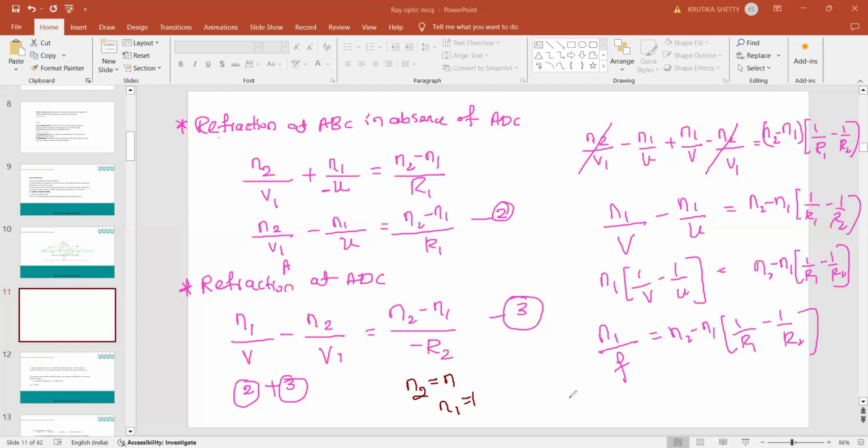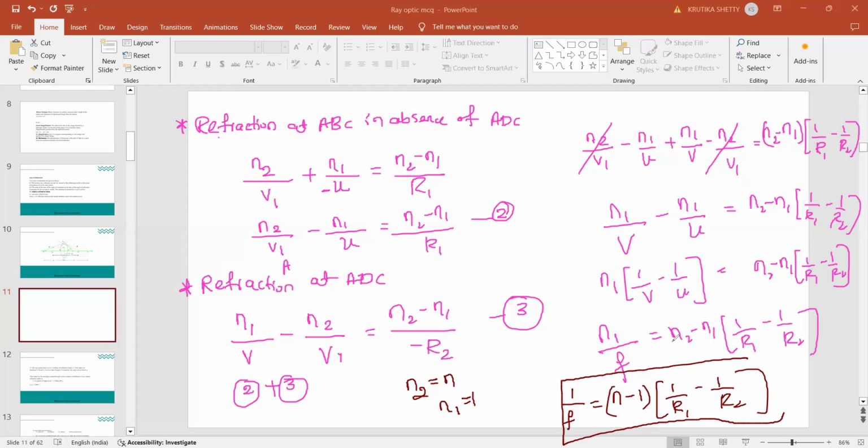The last step, N1 is equal to 1, upon F is equal to N2 minus N1. So N2 is taken as N, minus N1 taken as 1. So it is N minus 1. And inside the bracket, here we have 1 by R1 minus 1 divided by R2. So this is our lens maker's formula. So see the lens maker's formula: 1 by F is equal to N minus 1 into bracket 1 by R1 minus 1 by R2.